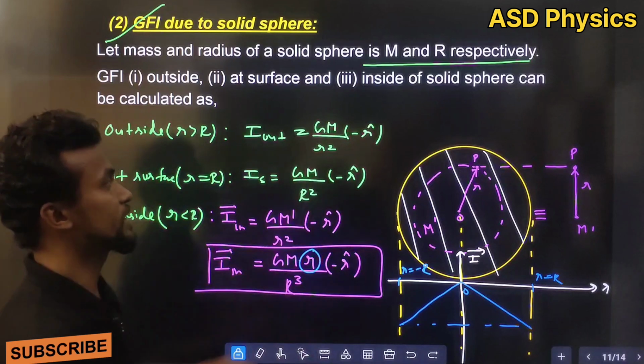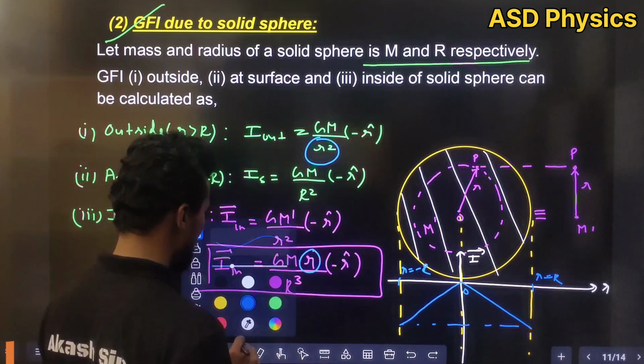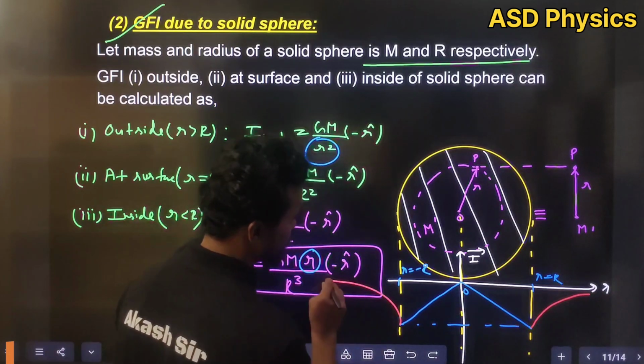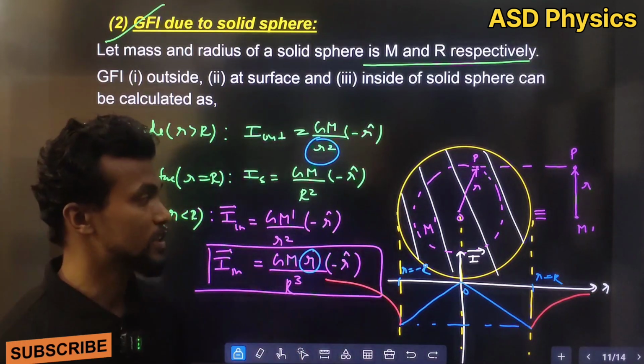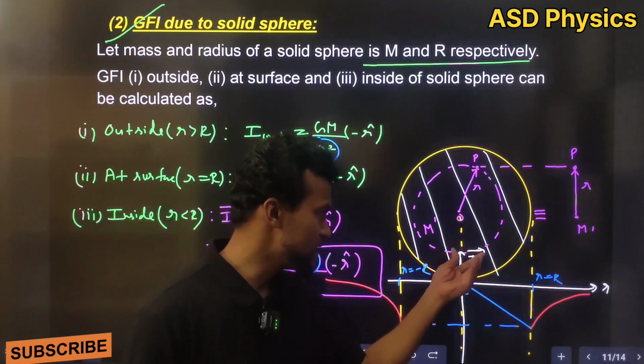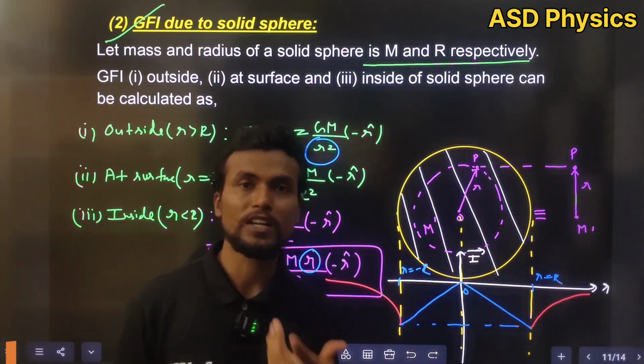After that, if you see outside, what you can see? Inversely proportional to r square. That means how it will go? It will go like this here. So this is the GFI due to the solid sphere. Okay, again I'm telling, if vector is there, down the axis. If vector is not written, the same graph you can draw upward also, no problem.